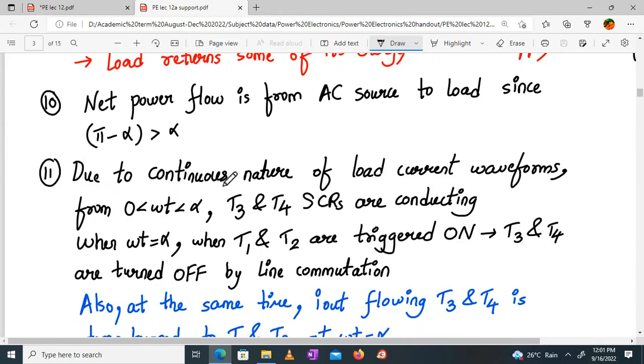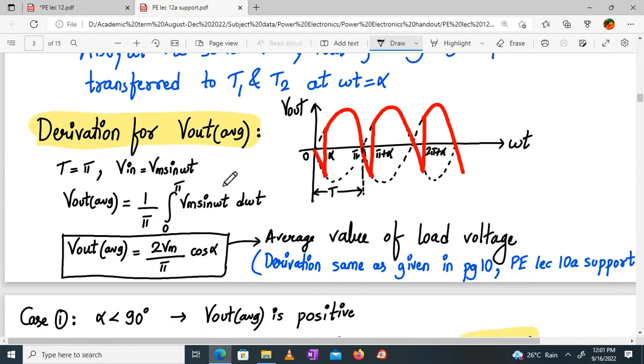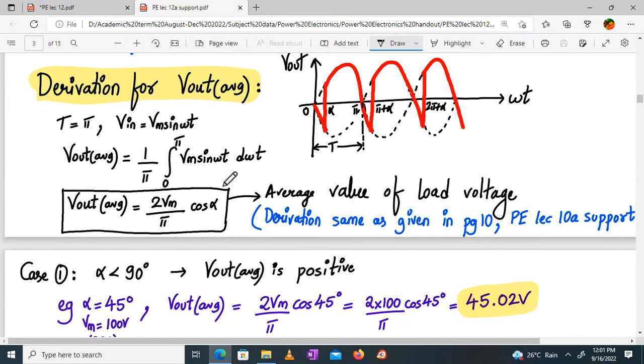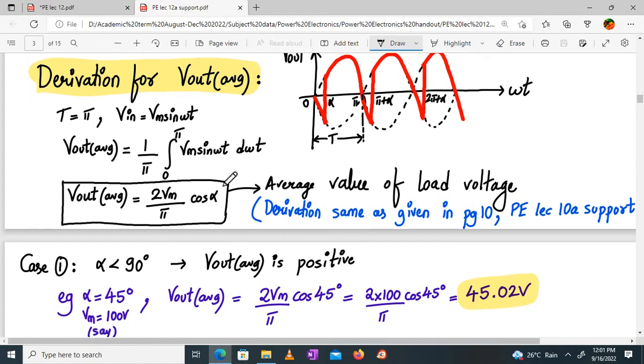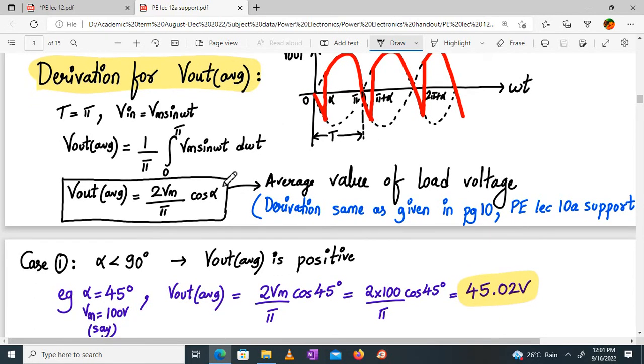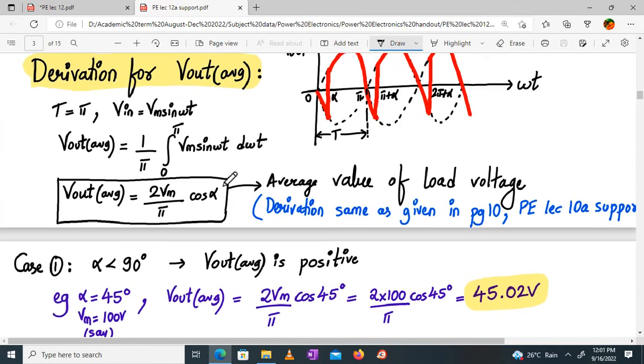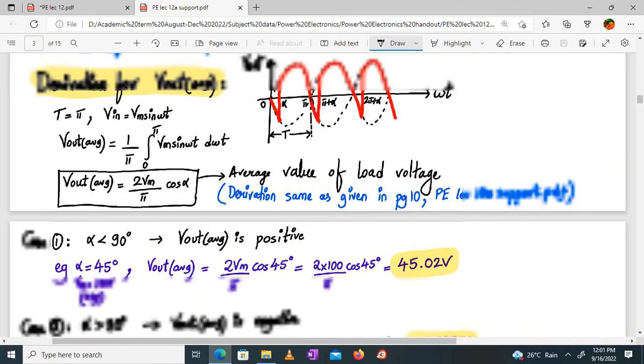समझ गया? Okay. Now write down the V out average formula. ये derive किया हुआ है हम लोग ने. Derivation is same. Exactly the same. So write down V out average formula. 2 Vm by pi cos alpha. V out average is 2 Vm by pi cos alpha. You can derive this on your own.